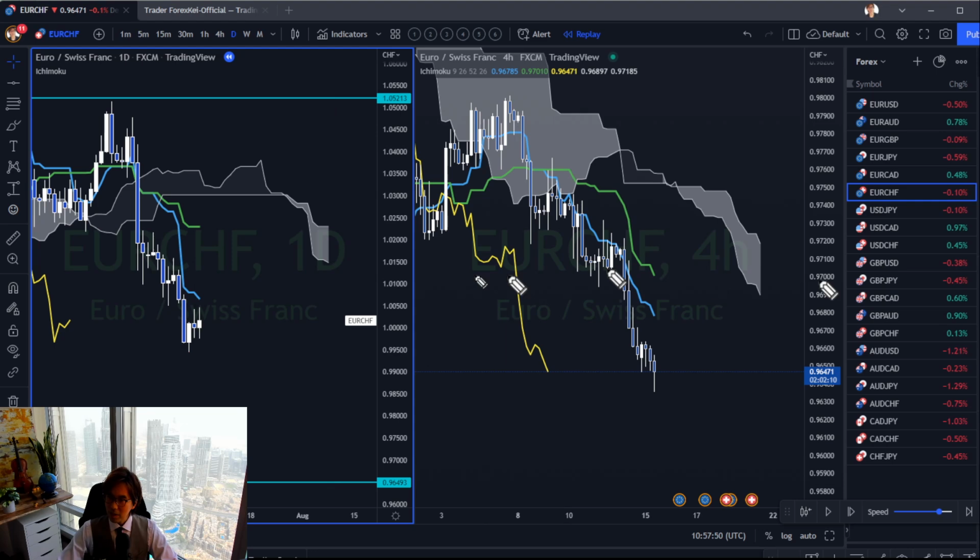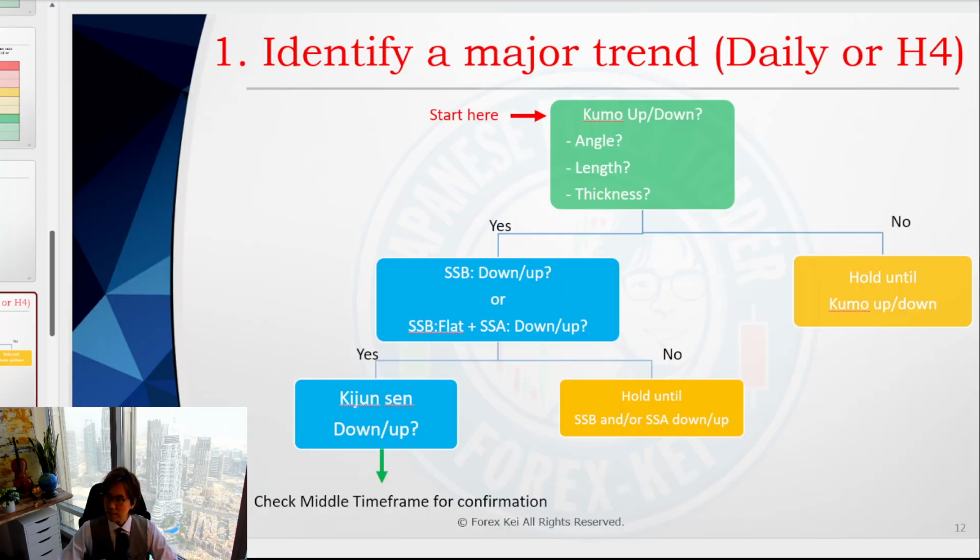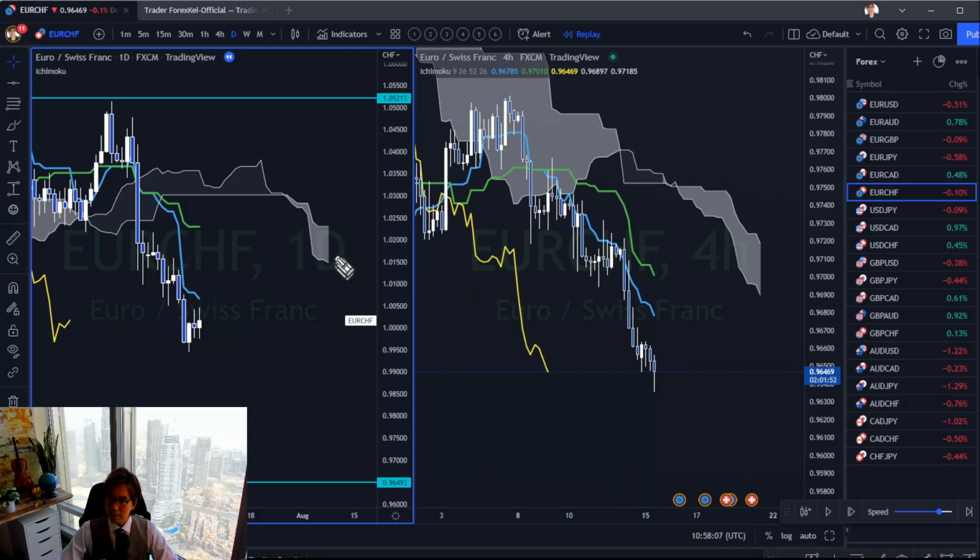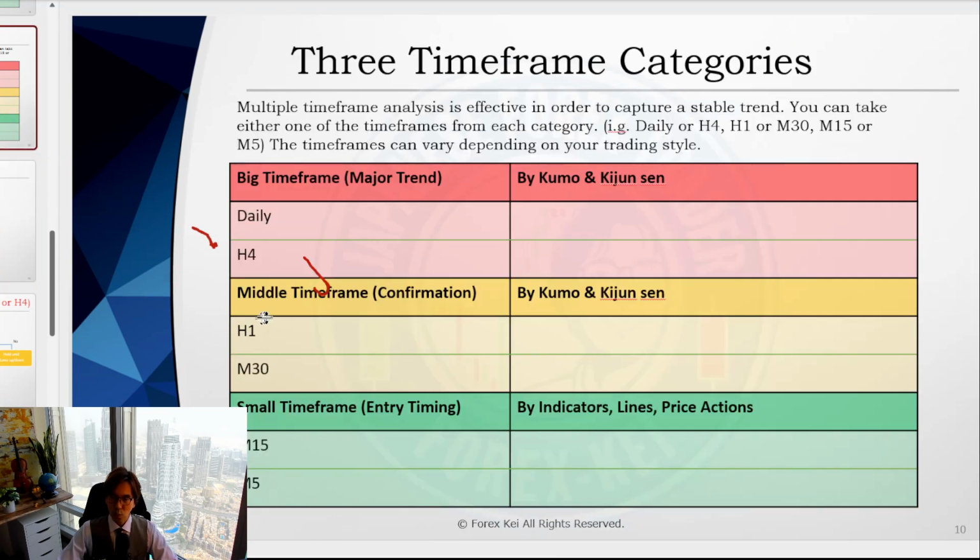So once you confirm either Senkou Span B down or A down, in this case, what you're going to do next is check the Kijun Sen, whether the Kijun Sen is down or flat. So again, in this case, Kumo Senkou Span A is down, it's nice, Kumo thickness is good, but Kijun Sen is now flat. So we better wait for the Kijun Sen angle to go down, then go to the 1 hour, 30 minute to confirm the downtrend.